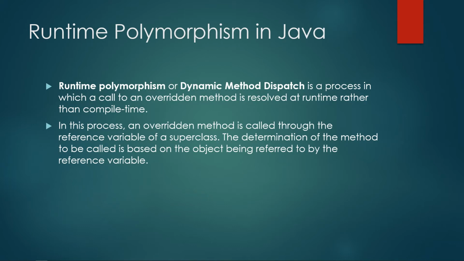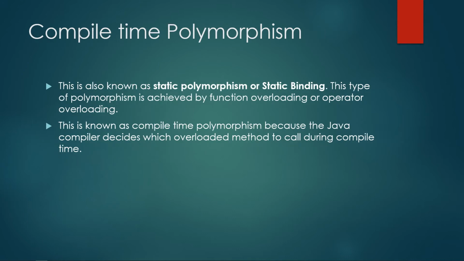So runtime polymorphism basically happens at runtime rather than compile time. That's what's important to note here. This only happens for method overriding. So the JVM actually decides which method to call only at runtime. So let's look at what compile time polymorphism is.